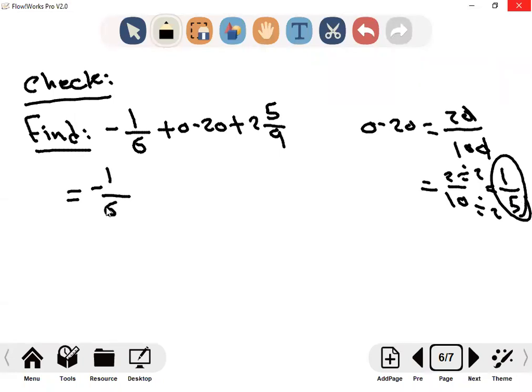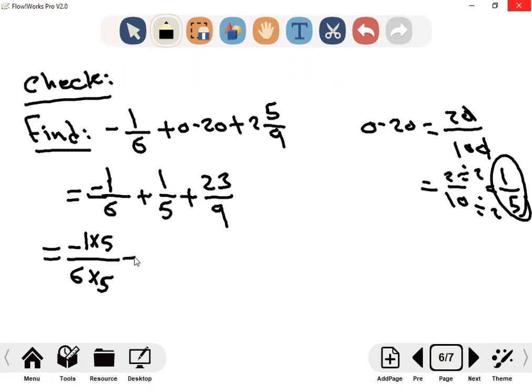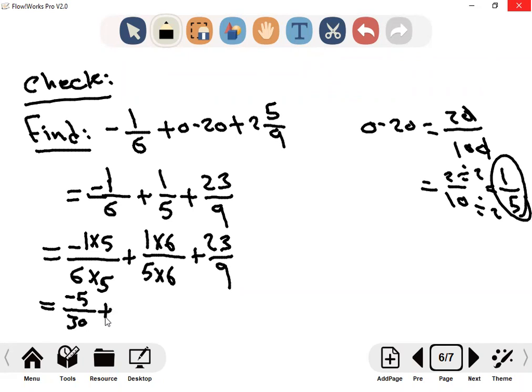So this is equal to negative 1 over 6, and the negative I give to the 1 plus 1 over 5 plus this one, turn it to a fraction. 9 times 2 is 18 plus 5, 23 over 9. Now we have 6, 5, and 9. Let's do the first two together, take the answer and do it with the third one. 6 and 5, right? And this comes down. Equal. -1 times 5 is -5 over 30, plus 6 over 30, plus comes down, this 23 over 9.